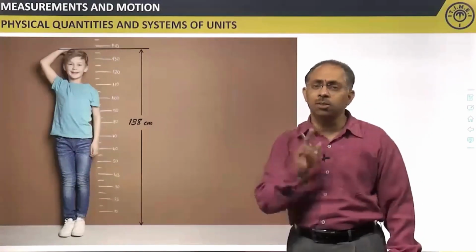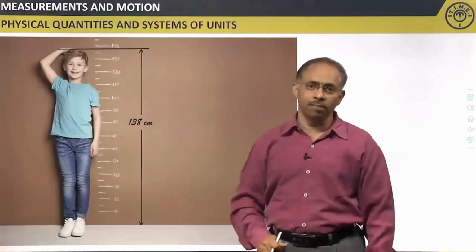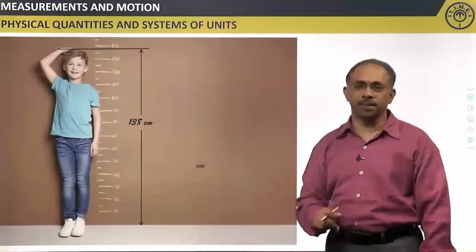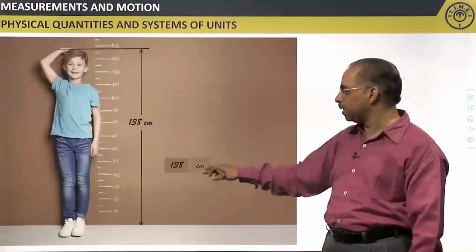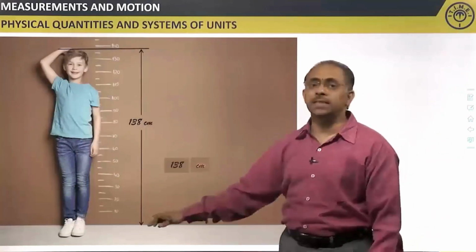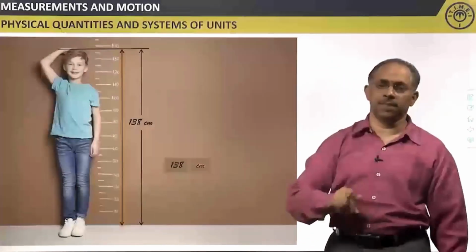So, here I am talking about two things. What is that? One is the height of the boy, another is the centimeter. So, this is one physical quantity. What I am trying to measure is in centimeters, and this is 138 times. This height is 138 times 1 centimeter.